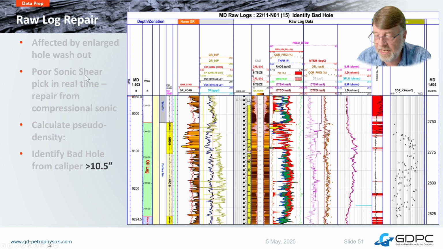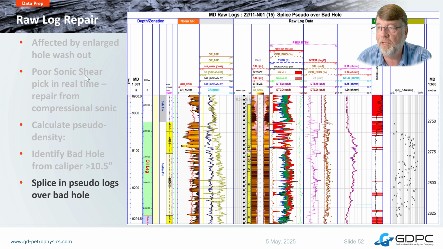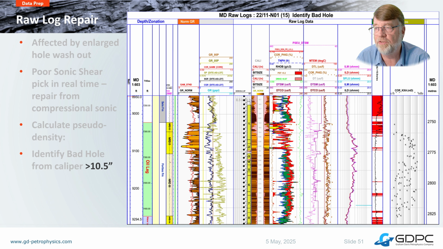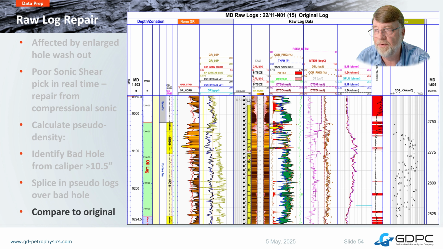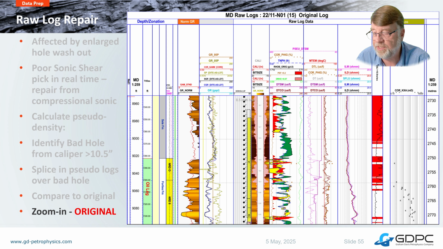So what I do is I say over the 10.5 inch hole sections, let's splice in the density. If I toggle back here, you'll see there's the pseudo density, and splice in the pseudo density over the bad hole. Let's zoom in a little bit to this upper bit here. I'm not too worried about the shales. Being a petrophysicist, I'm not too fussed about them. Geologists and geophysicists can be, and drillers can be as well.